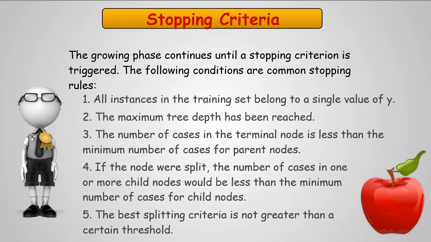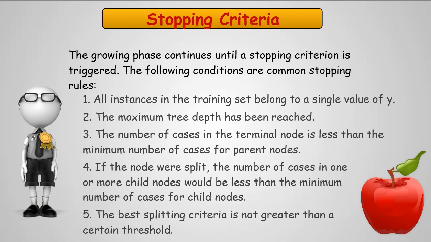What you've been doing is asking questions that expressly divide the groups as much as possible with each layer, from the root all the way down to the leaf. The stopping point is going to be: all instances of the training set belong to a single value of y, or a maximum tree depth has been reached. Like in the case of 20 questions, you've got to 20. You can't ask any more questions than that.